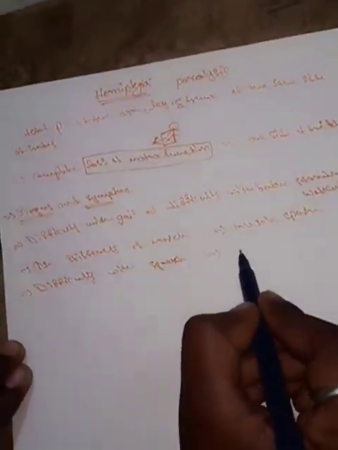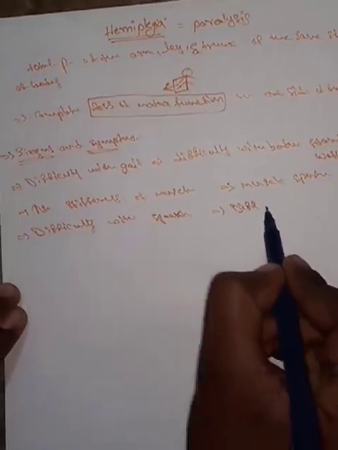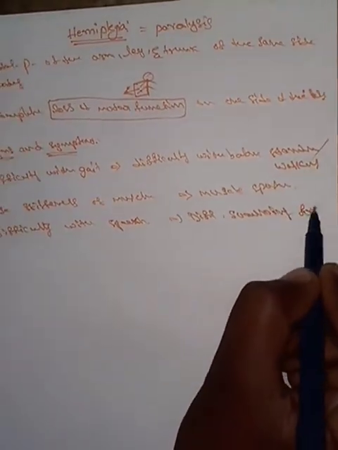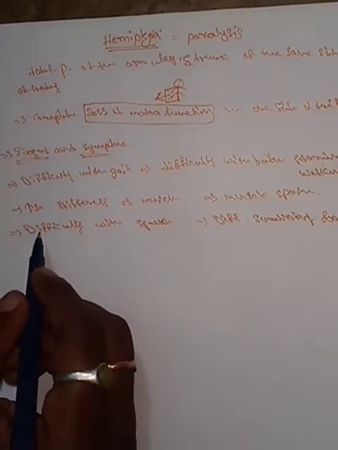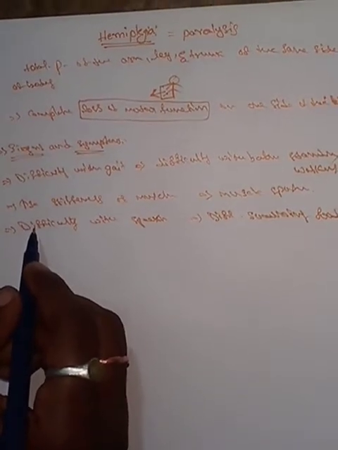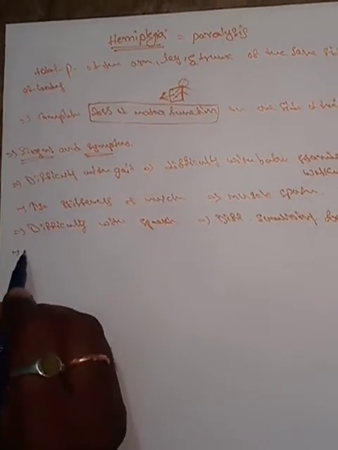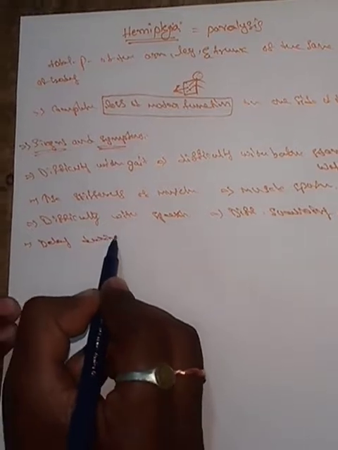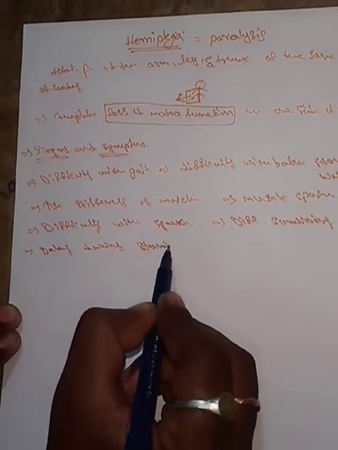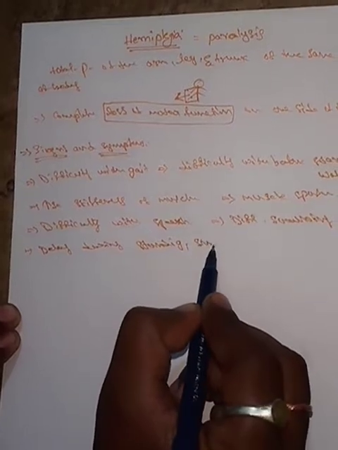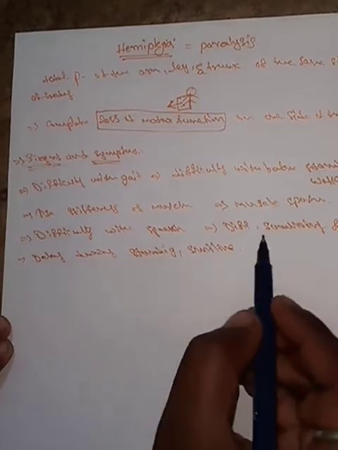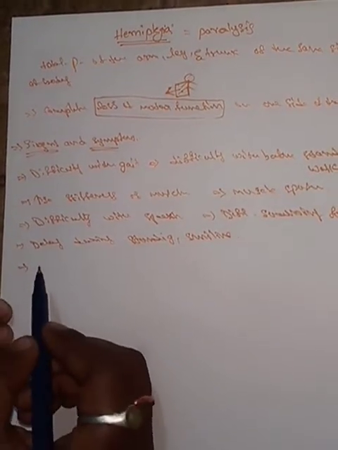The next one is difficulty swallowing food. And the next one, delay during standing and smiling. And the next one, behavior problems, as several problems occur in paralysis.